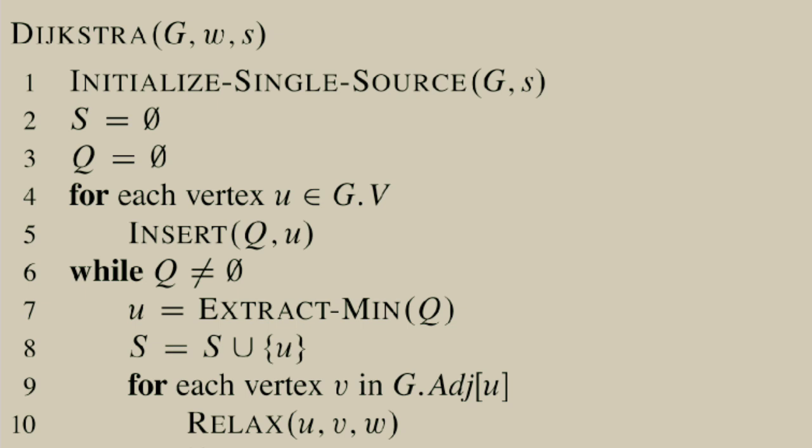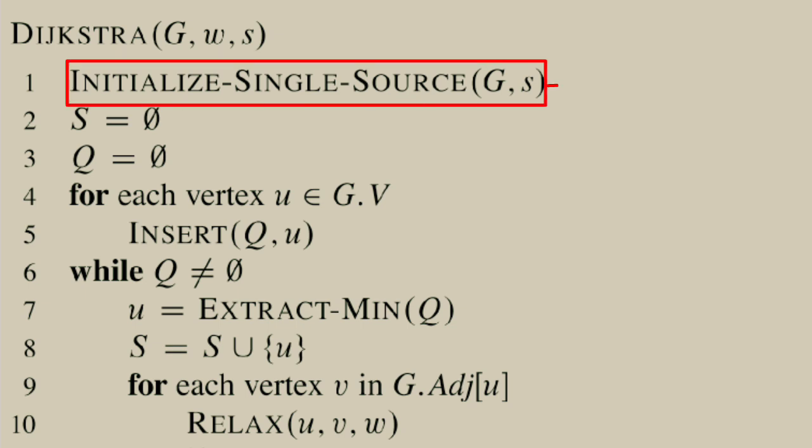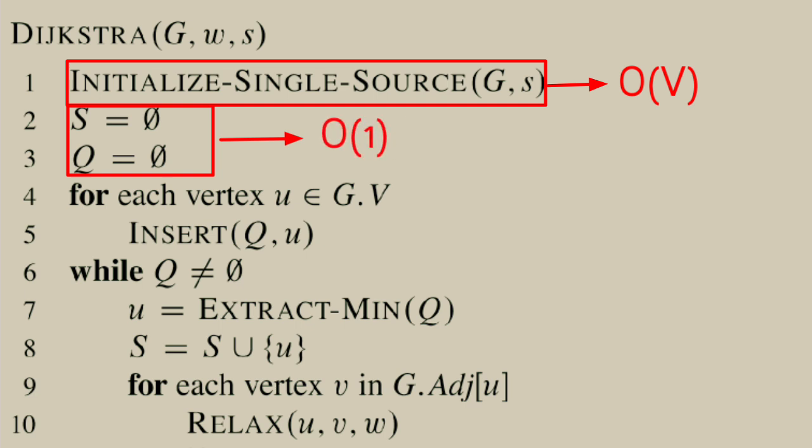Now let's analyze Dijkstra's algorithm. As we have already seen, line number 1, which calls the initialize single source function, has a time complexity of O of V. Line numbers 2 and 3 initialize a set and a queue respectively, and hence they have a constant time complexity of O of 1.